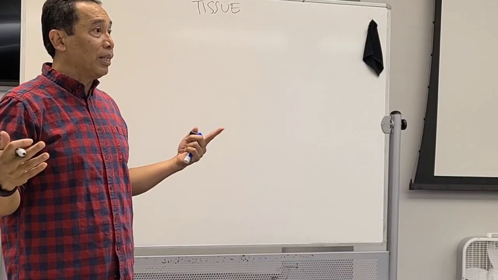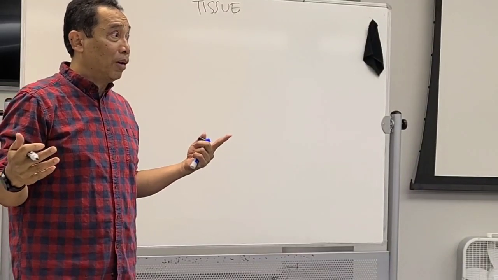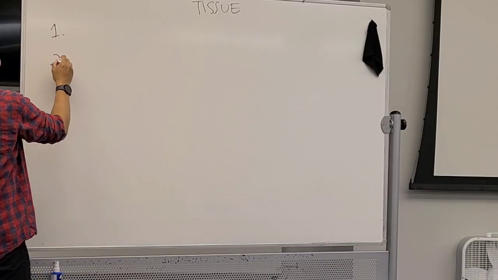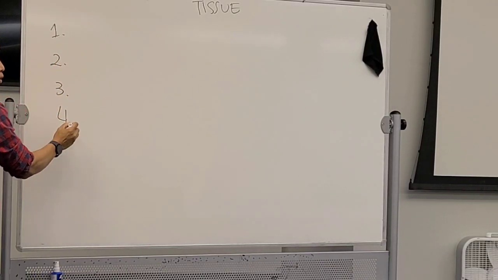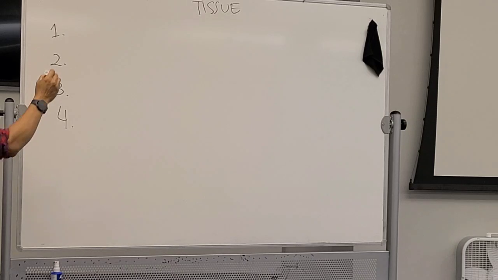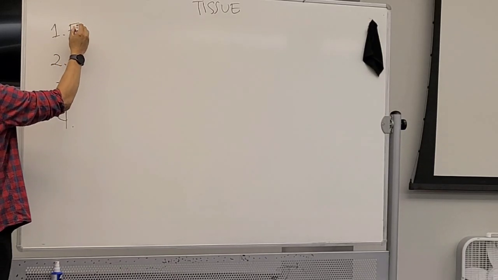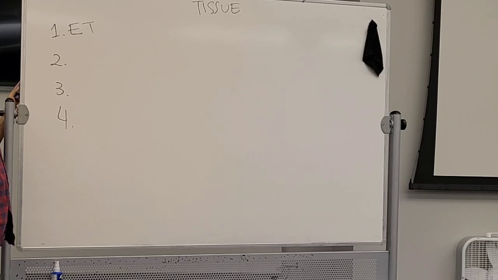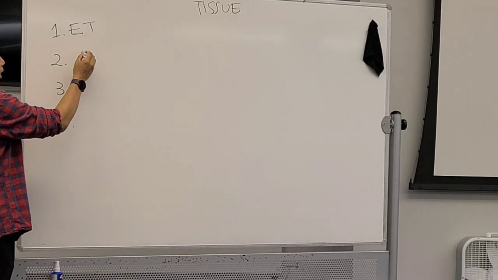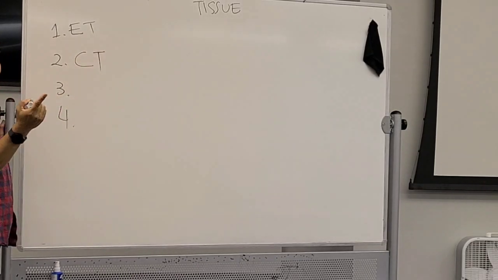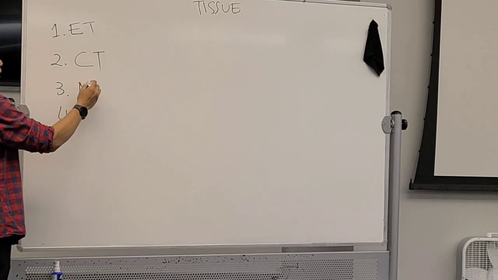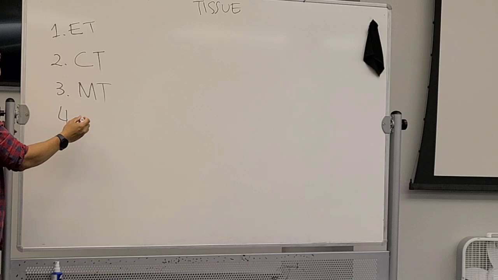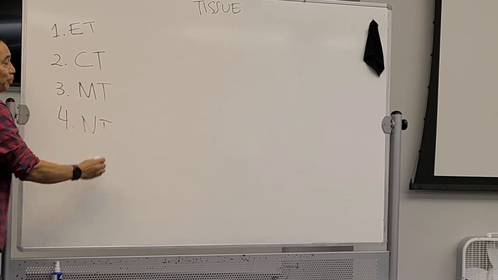Cells organized to make tissue. Now, in our body, we only have how many types of tissue? 4 types of tissue. What is the first one? We start with the outside first. Which one is that? ET, epithelial tissue. What is the second one? Connective tissue. And then the next one, muscle tissue. What is the next one? Nervous tissue. Okay?